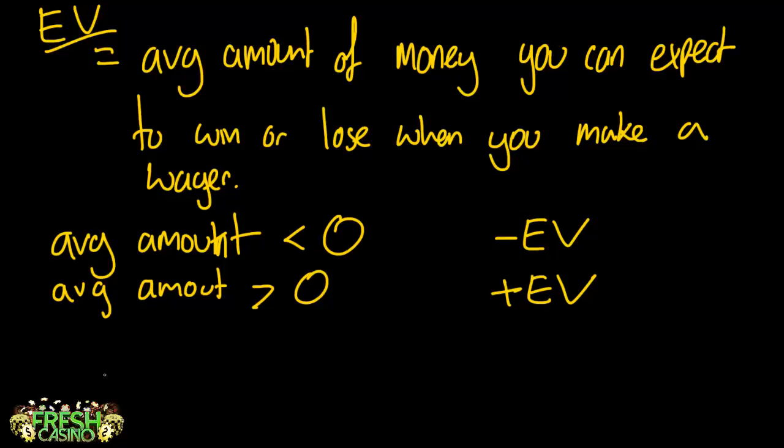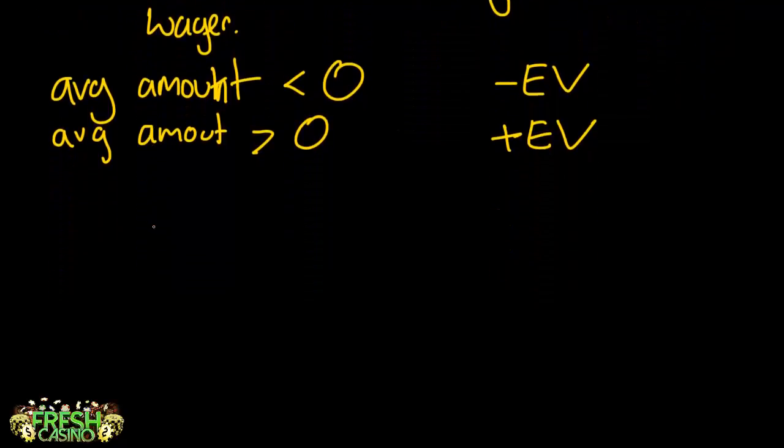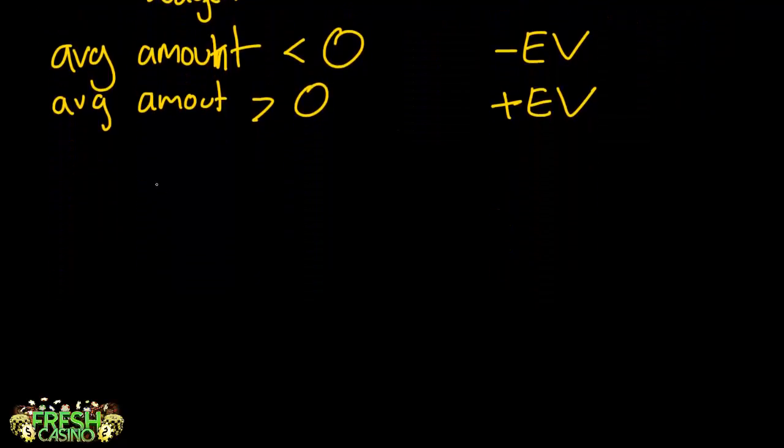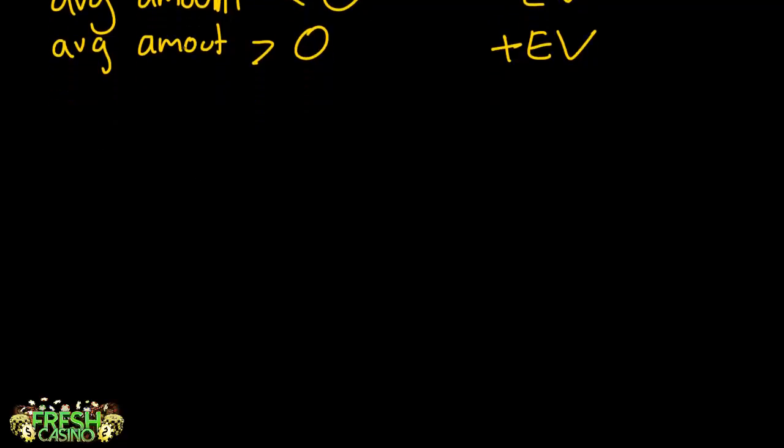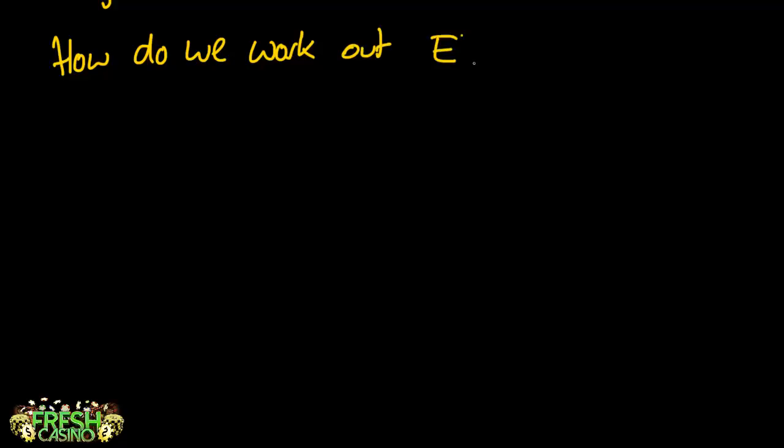The goal of profitable gambling is to be involved in positive EV bets as much as possible and avoid negative EV bets. Now you're probably wondering, okay, that makes sense. Obviously you want your average amount to be more than 0 more frequently than it's less than 0. Of course, that's what makes any profitable player. But now, how do we work out EV?